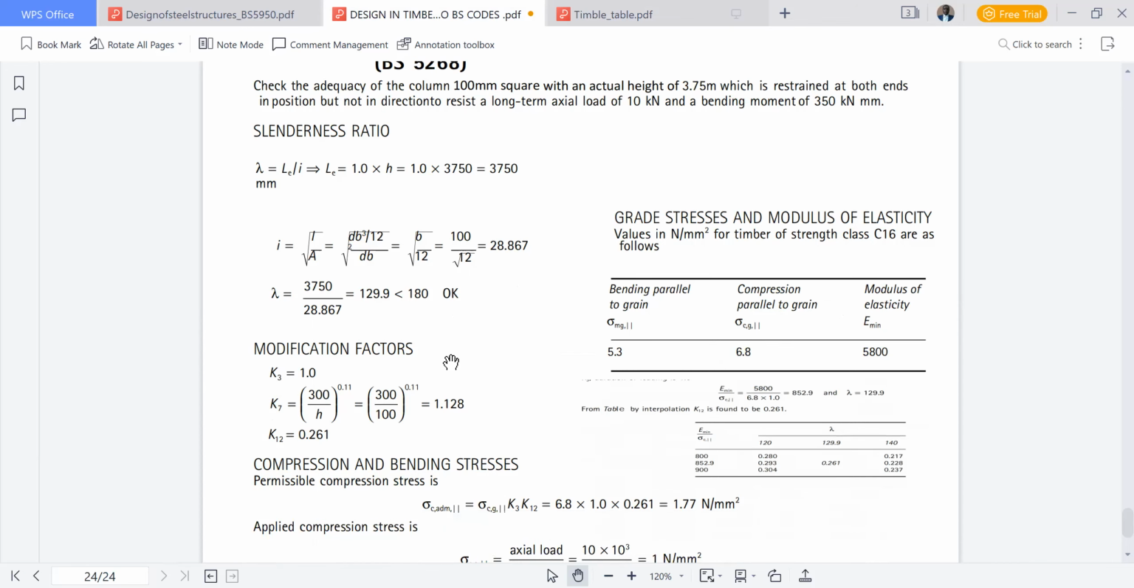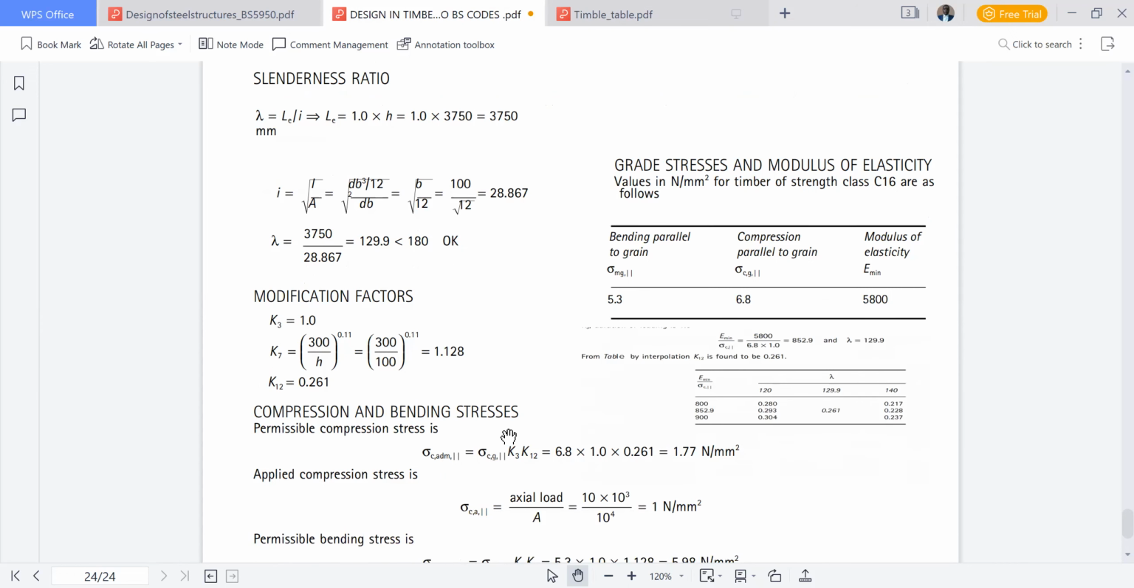Then from there, we can go to modification factors. K3, we know it is a long-term load, long-term duration, so it has a value of 1. Then K7 is normally given by different formulas, but since our section lies from 73 to 300 millimeter, we use the formula K7 is (300 over h) to the power 0.11. We substitute, we find a K7 of 1.128. Then K12, from what we did in the previous tutorial, by interpolation, we got a value of 0.261.